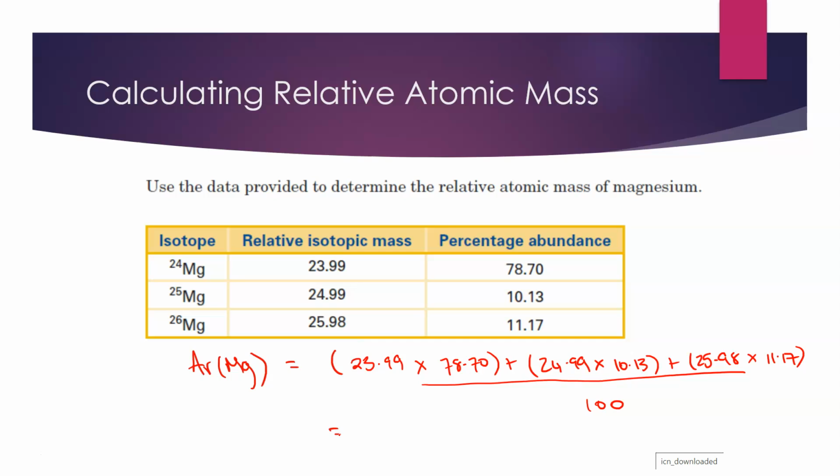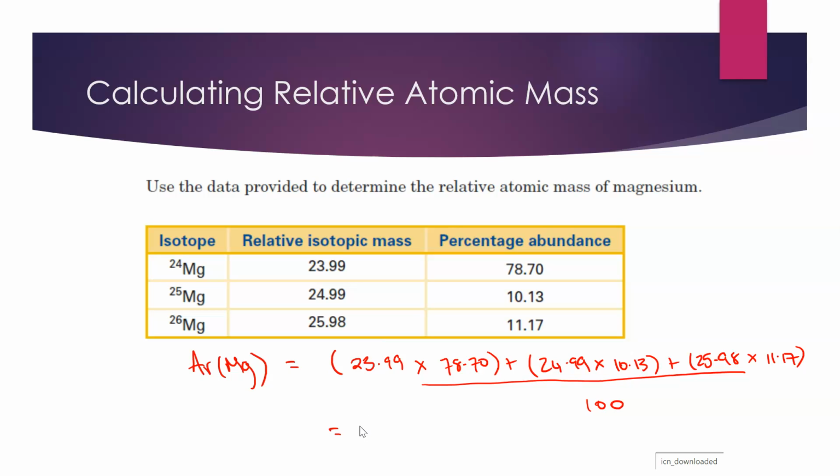So if we plug that into our calculator, 23.99 multiplied by 78.7, and then we're going to add 24.99 multiplied by 10.13 and 25.98 multiplied by 11.17, and then we're going to divide all of that by 100, and we will get our final answer.